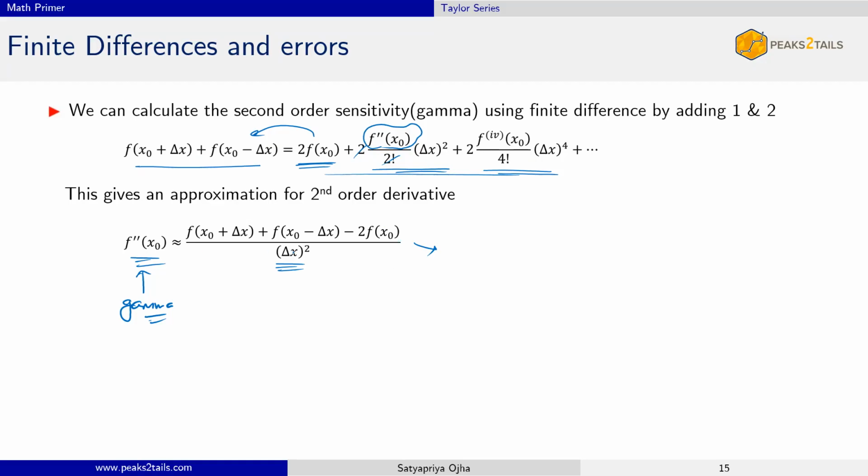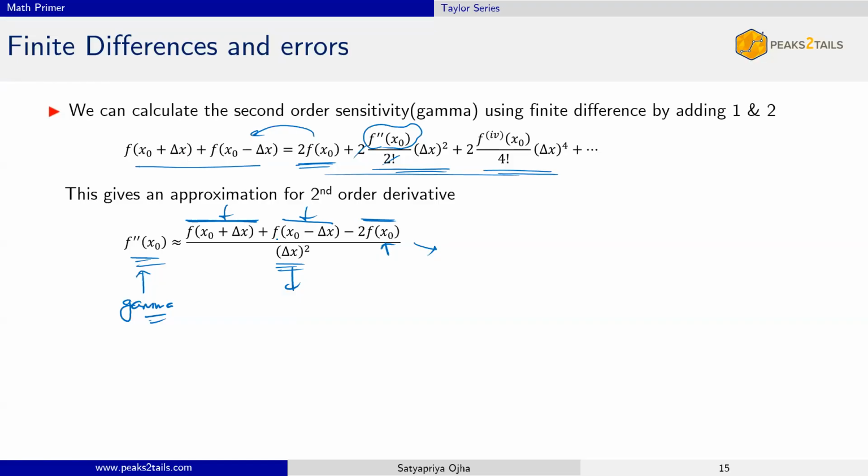Okay. So how do you do this? It's very easy. Shock the x upwards, revalue. Shock the x downwards, revalue. Minus 2 times the original value divided by the shocked amount whole square. And this definitely requires two valuations. You cannot escape it. For gamma, gamma is costly because you at least need 2 valuations if you are using finite difference.